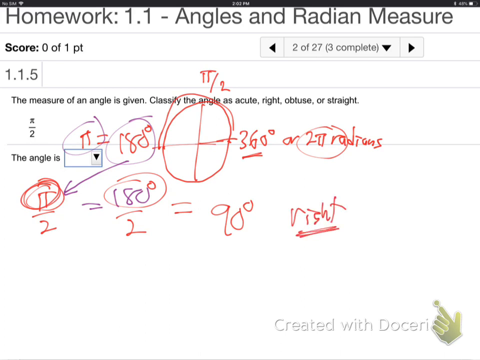Now, you might have been able to do that without converting. If you just know, hey, pi over 2 is straight up, it's a right angle, great. You don't need to do this. In a minute, we'll have to convert anyway, so I just wanted to start showing you that. Does that make sense, how I converted? Anytime you see a pi, just pop a 180 in there, because pi radians is halfway around the circle, which is 180 degrees. That'll be our bridge.